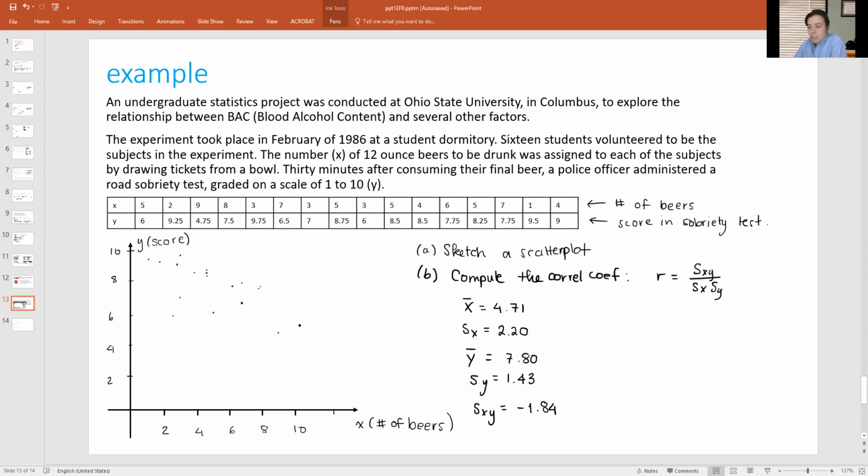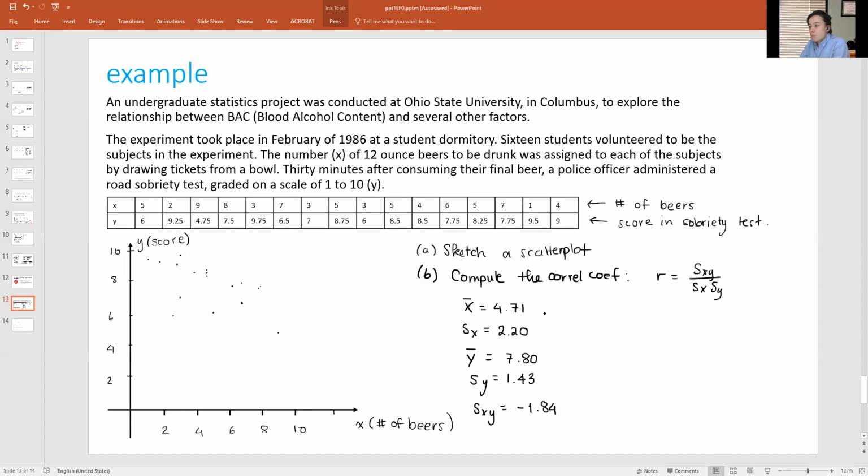Now, based on your scatter plot over here, it seems reasonable that we should expect there to be a more or less negative association between those, right? Because it looks like the more beers the individual has, the lower the score is going to be. The score is never really that bad, but the more beers, the lower their score is going to be.